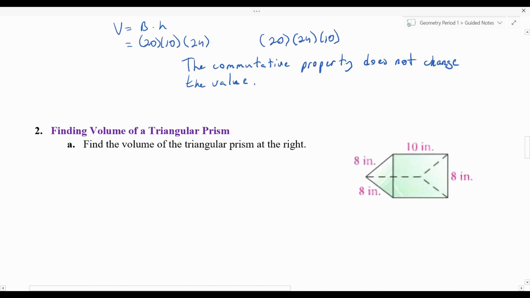All right, finding the volume of a triangular prism. Find the volume of a triangular prism here on the right. And we see it's a triangular prism because the bases are triangles. So we're going to be using the formula that we have, which is the volume equals the area of the base times height. So the first thing that we denote is that height is 10. So we know that h is going to be 10. And we need to find the area of our bases, right? Or one of the bases.